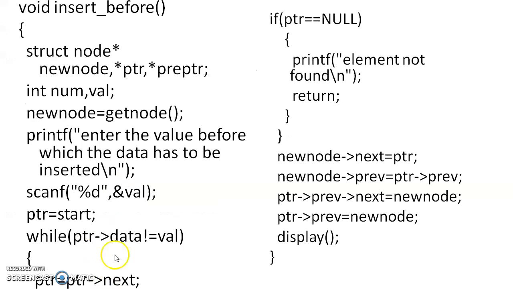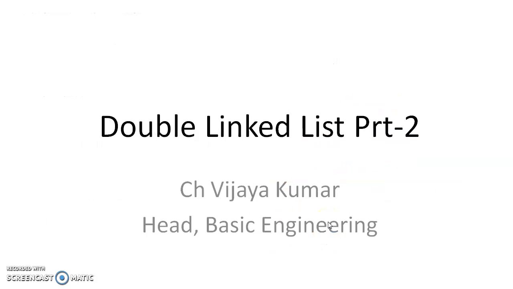Programmatically also we have seen the things that we are doing here. We are reading the value, we are creating the new node, and we are finding out the value before which we have to insert, and we are starting the pointer at start. And while the pointer of data is not equivalent to value, we are going to that particular node, pointer equal to pointer of next. If the pointer is equivalent to null, we are displaying the element not found. Then we are performing these four activities.